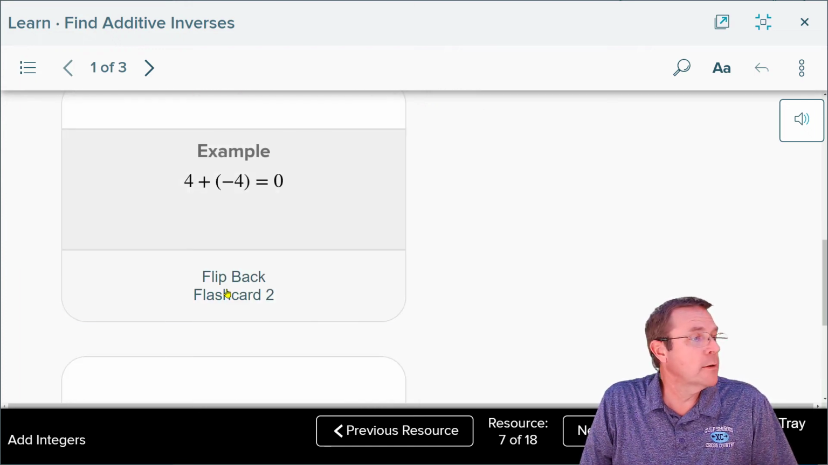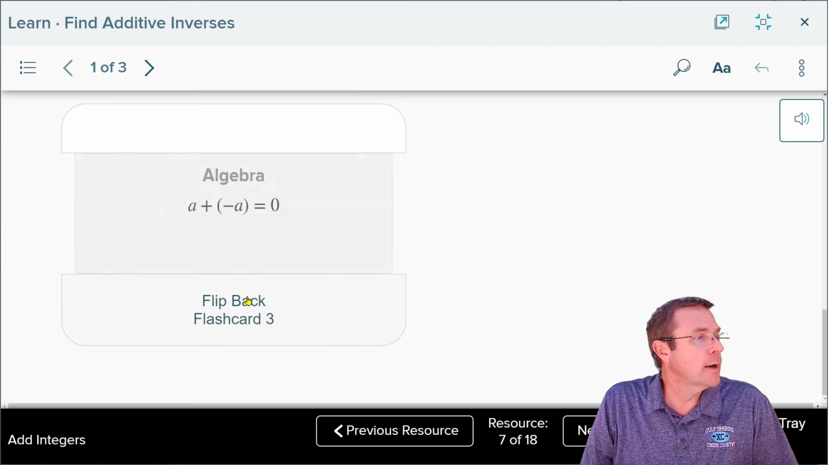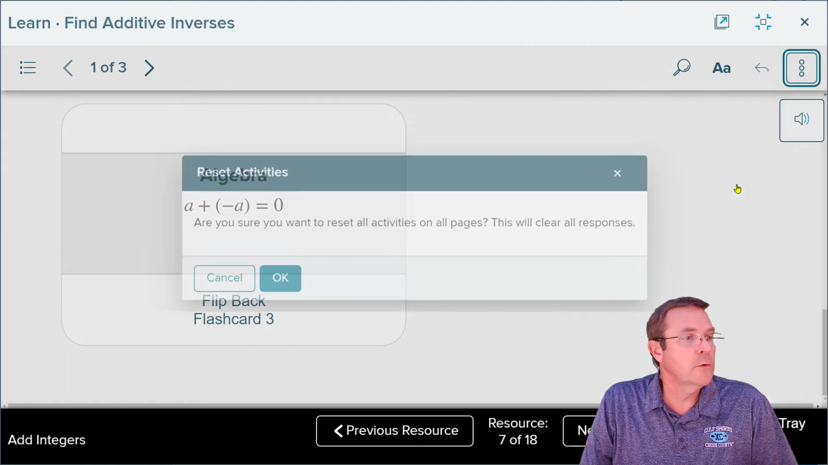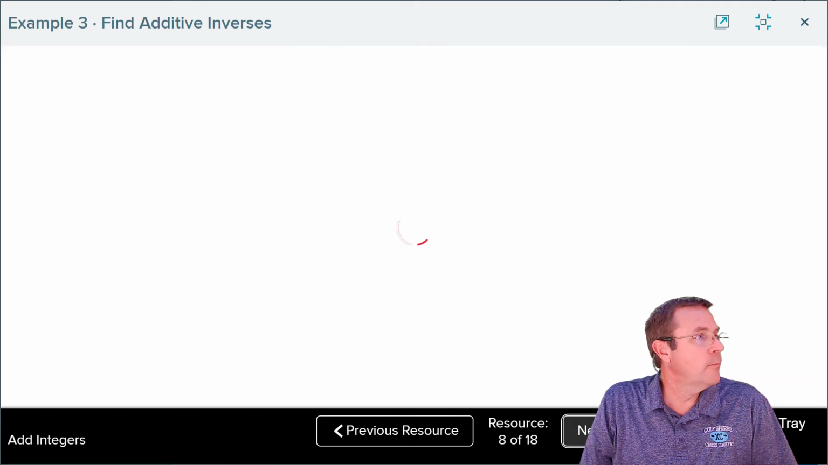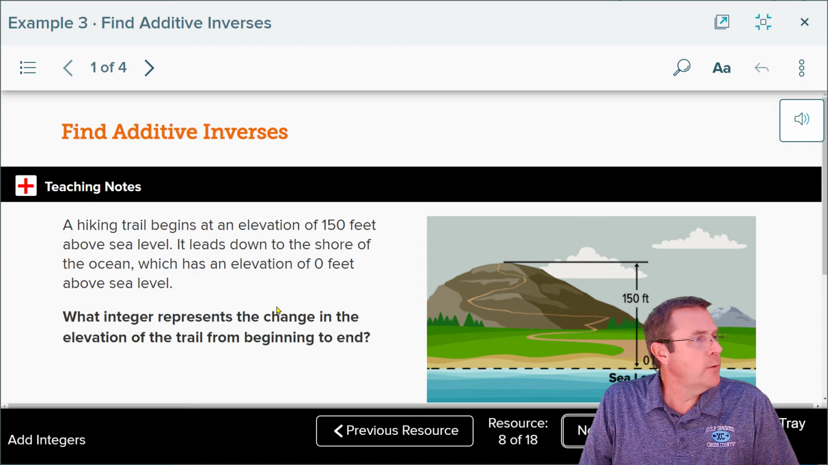If you were to look at it in a mathematical example, positive 4 plus a negative 4, additive inverses. The sum is equal to 0. And then looking at it using algebra, a positive a plus negative a, once again, is going to equal 0. All examples of additive inverses. Let's reset this one and keep moving here. Example number 3, let's do this one anyhow.